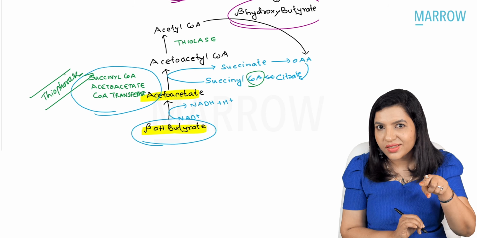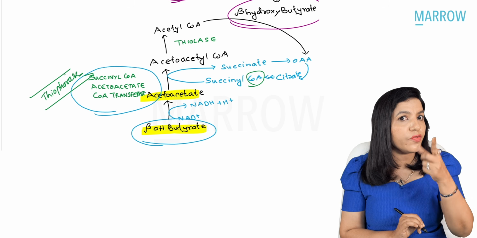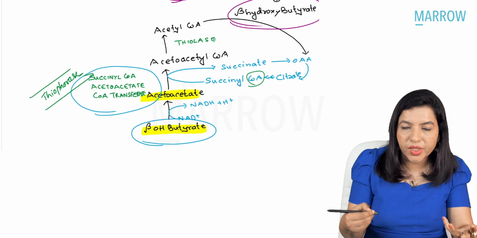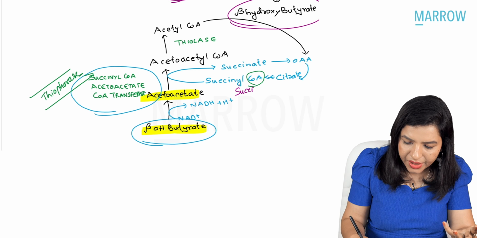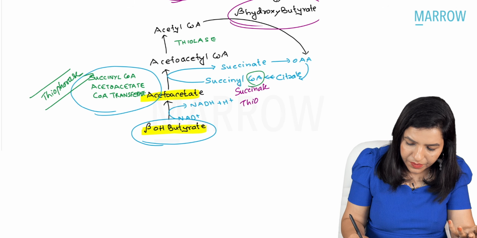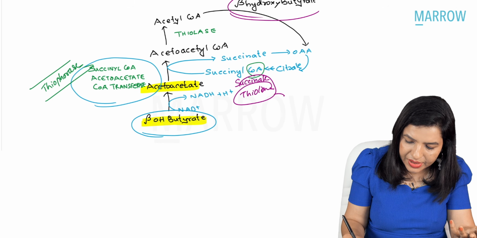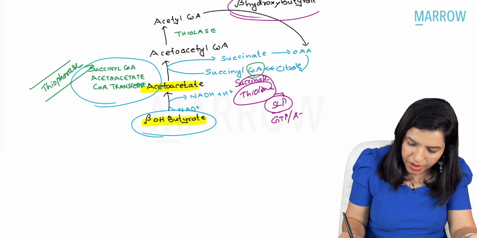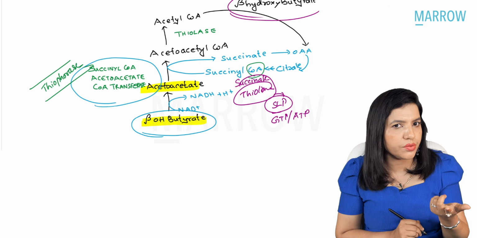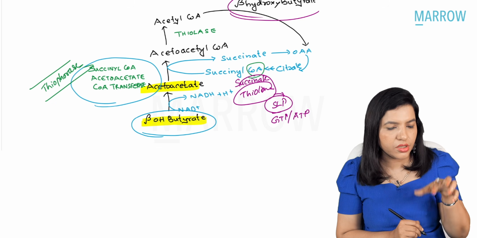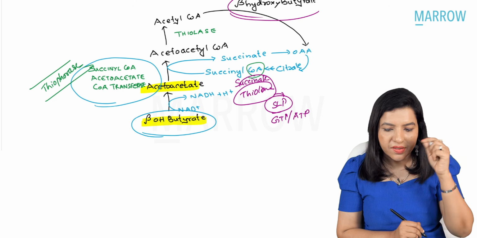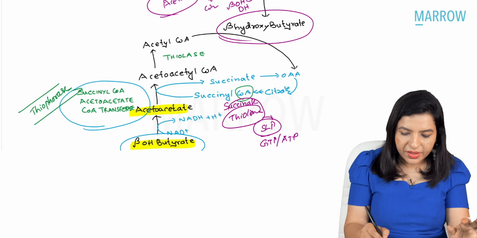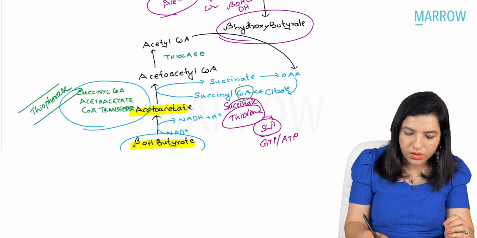During this step, a coenzyme A is transferred from succinyl coenzyme A. Succinyl coenzyme A to succinate, we already know, is a step of the TCA cycle, done by the enzyme succinate thiokinase, where it is a substrate level phosphorylation where GTP or ATP is produced. If there is ketone body utilization, that step will not take place. Instead, thiophorase converts succinyl coenzyme A to succinate, and there is no production of ATP here. Now this acetoacetyl coenzyme A is converted by the enzyme thiolase.